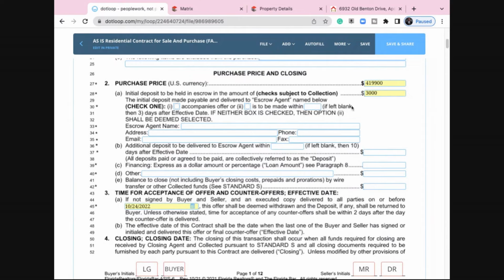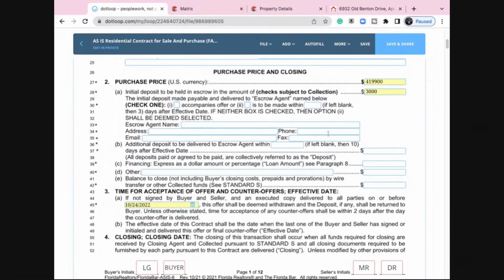Again, for this particular home, we've already talked with the buyer, and the buyer said that 419.9, which is what they're asking for, is fair, and we put that in. We also had a conversation with the buyer, who said they are willing to put $3,000 down as escrow.